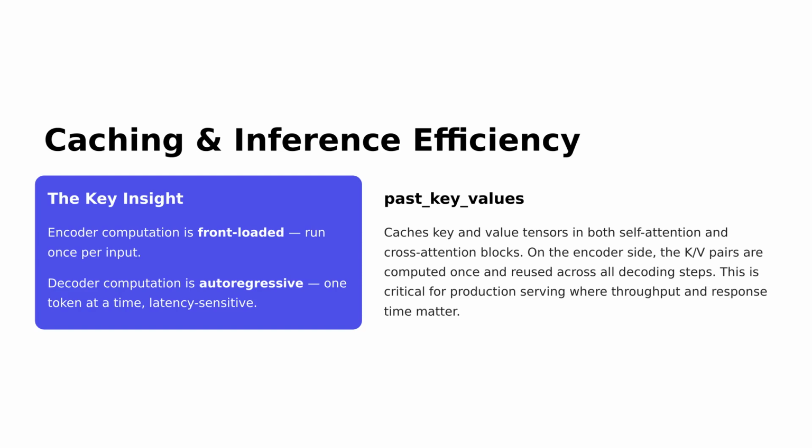The key idea here is that encoder work is front-loaded. You process the input once, and those representations are reused. The decoder is different. It generates tokens auto-regressively, one step at a time, so latency really matters there. That's where past key values help. By caching key and value tensors for self-attention and cross-attention, especially the encoder-side K and V computed once, we avoid redundant computation and improve both throughput and response time in production.